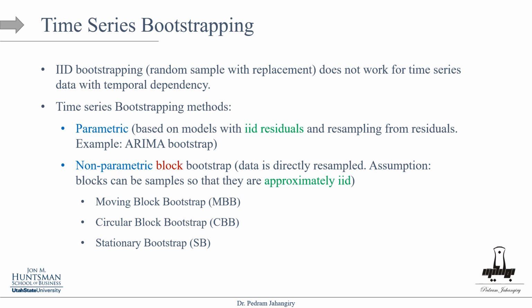As we discussed earlier, because there are time dependencies in time series data, IID bootstrapping simply does not work because we cannot shuffle the data randomly. And so we know that bootstrapping is random sampling with replacement. So if there's time dependency, we cannot do that. So what do we use for time series bootstrapping methods? There are 2 general types of bootstrapping methods for time series. One is parametric, the other one is non-parametric.